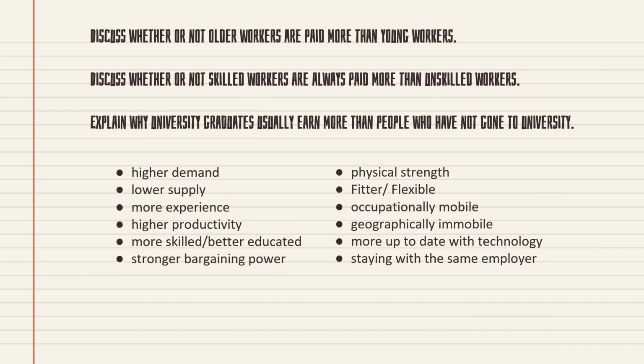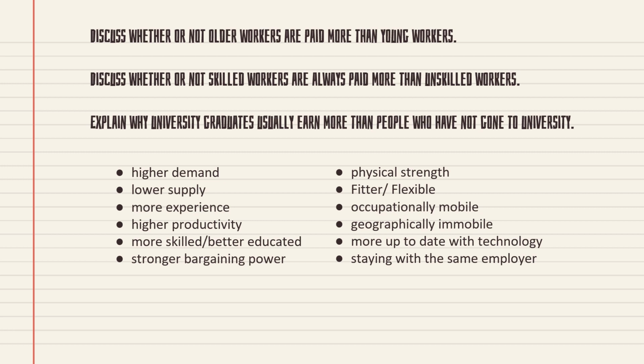So here, three questions I am planning to discuss. First question is: discuss whether or not older workers are paid more than young workers. Second question: discuss whether or not skilled workers are always paid more than unskilled workers. Third question: explain why university graduates usually earn more than people who have not gone to university.